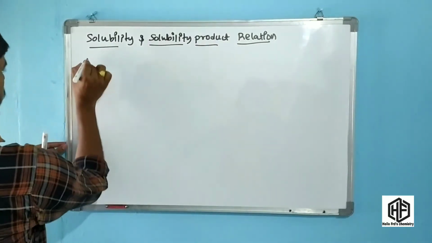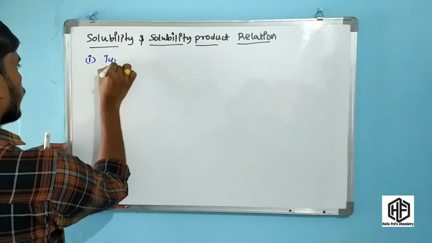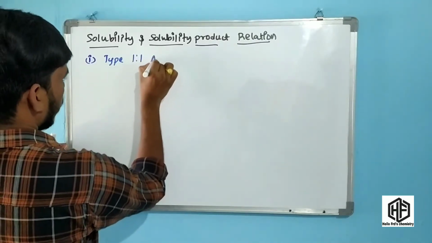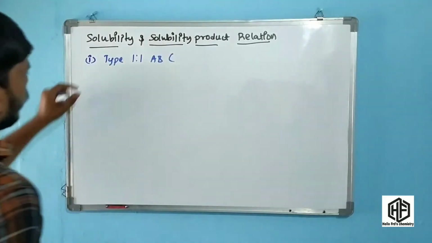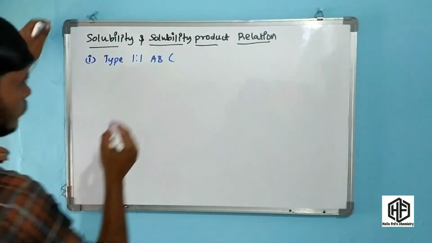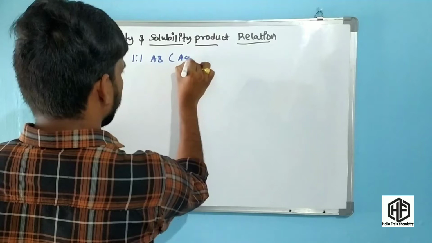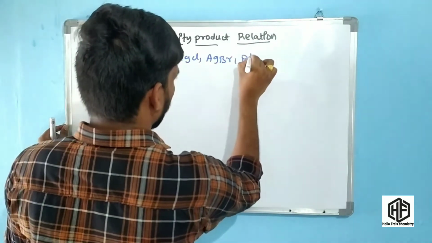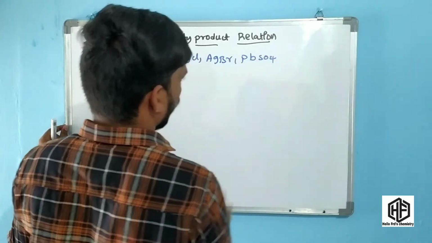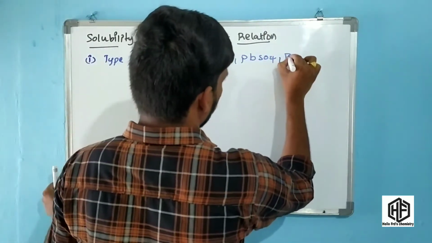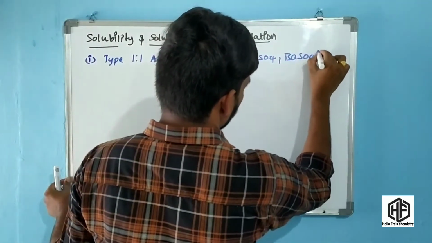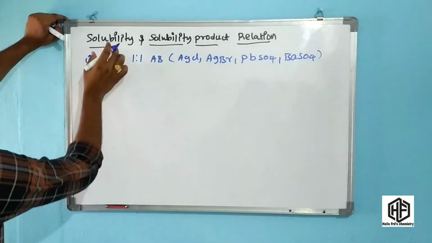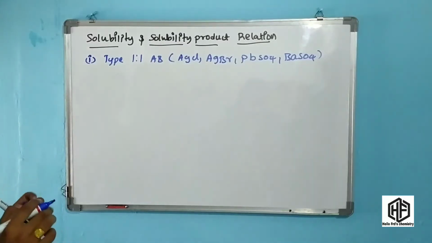First is the type 1:1 salt, like AB. Examples of type 1:1 salts are AgCl, AgBr, PbSO4 (lead sulfate) and barium sulfate. These are the 1:1 type salts. Now let us see the relation between solubility and solubility product for these salts.